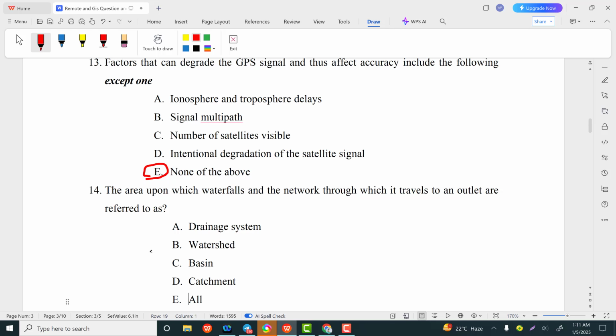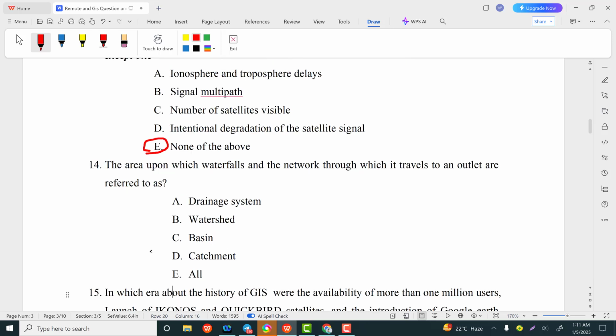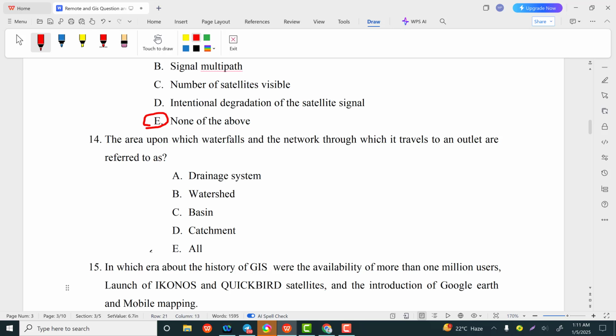Number 14. The area upon which rainfall falls and the networks through which it travels to an outlet are referred to as A, drainage system, B, watershed, C, basin, D, catchment, E, all. The answer is all.